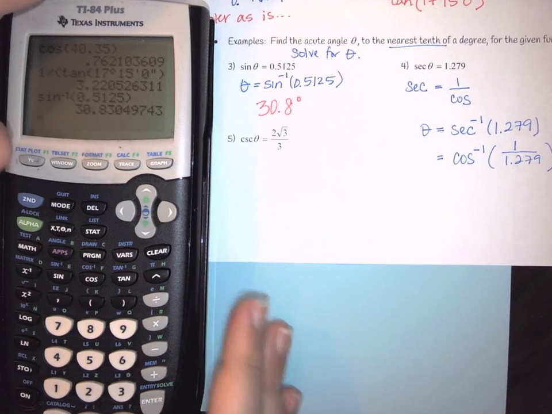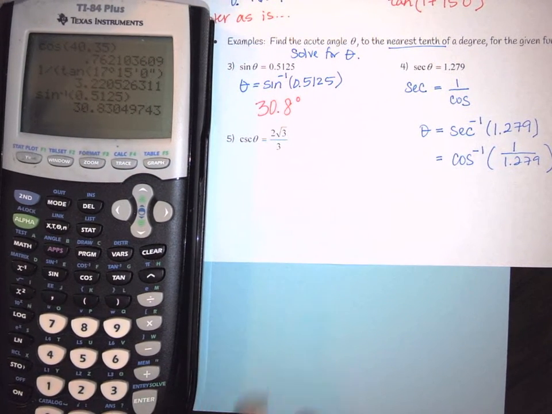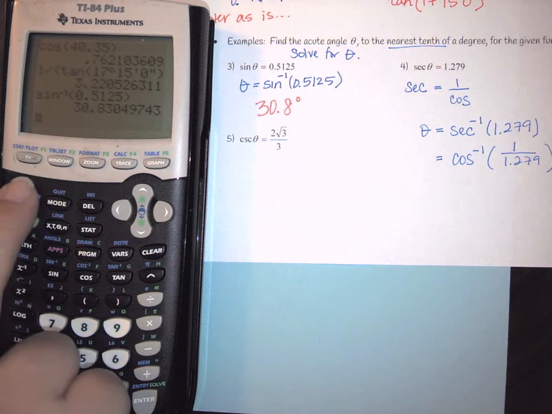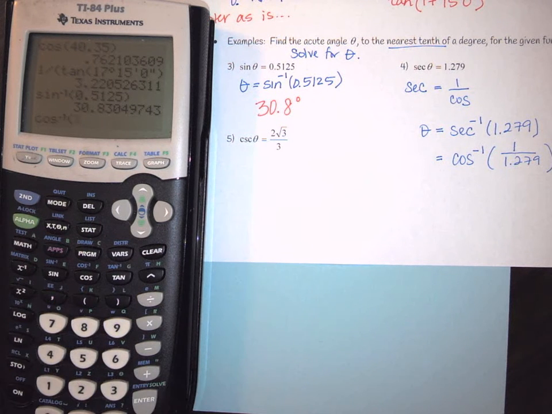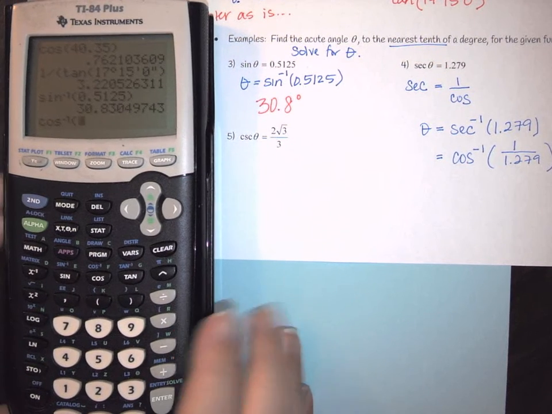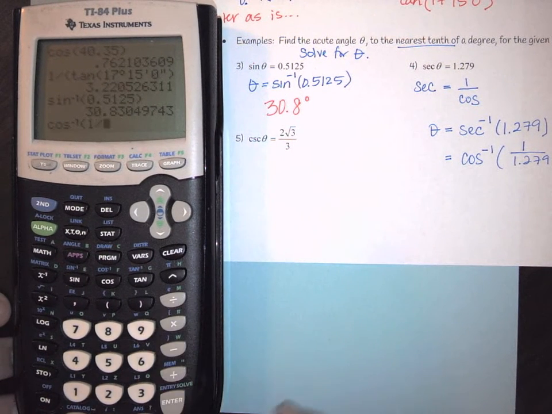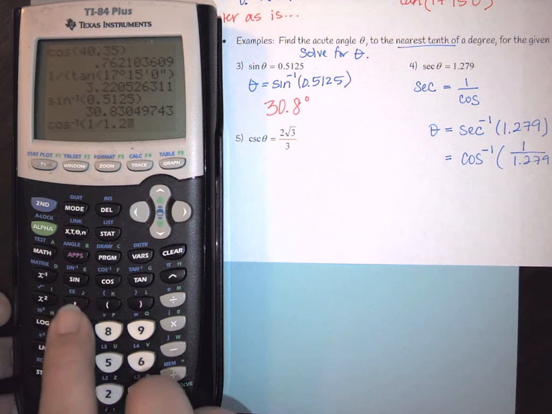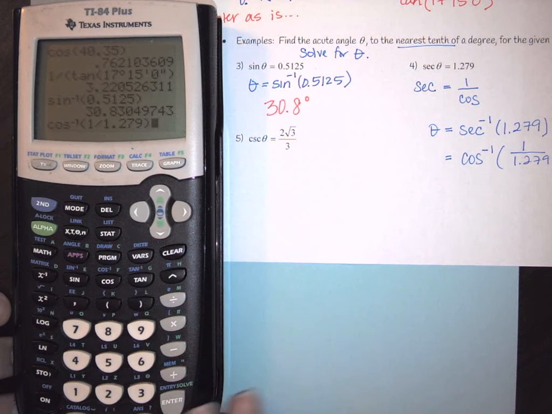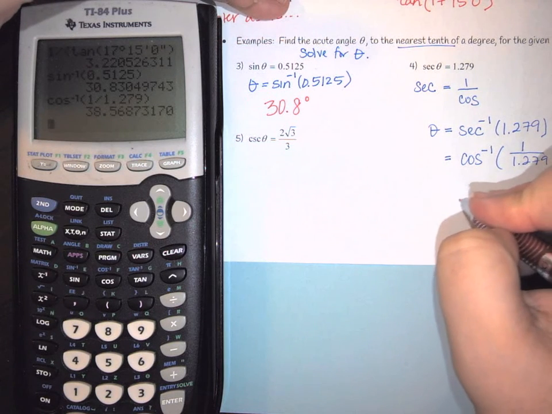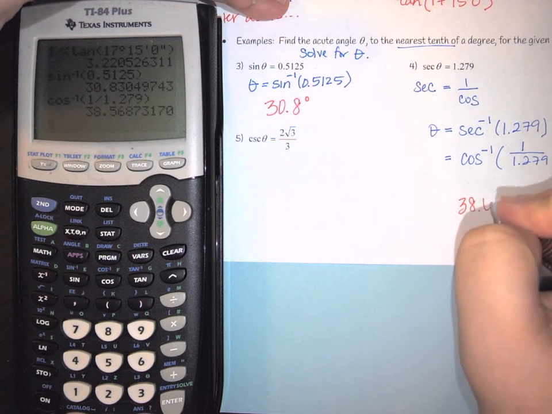To do that in your calculator is fairly simple. We are going to go second, cosine, which opens cosine to the negative first. And then we are going to go 1 divided by 1.279. Close your parentheses and hit enter. And there we have our degree measure, which is 38.6 degrees.